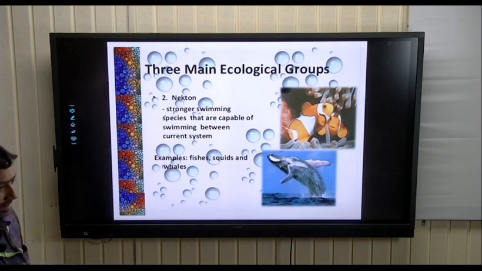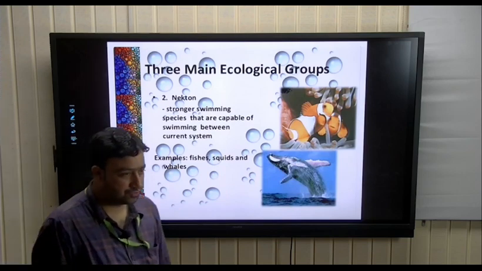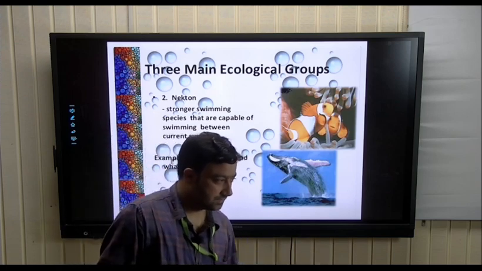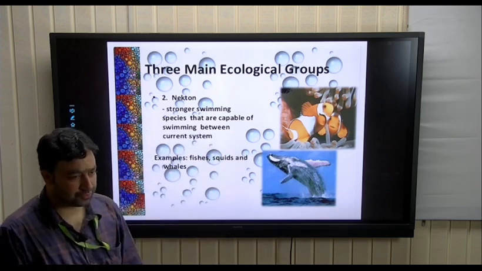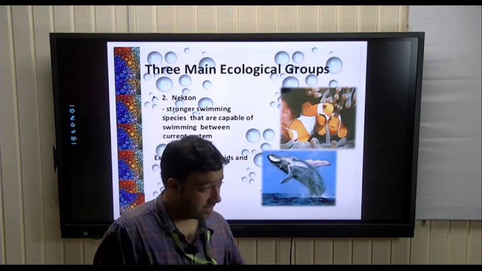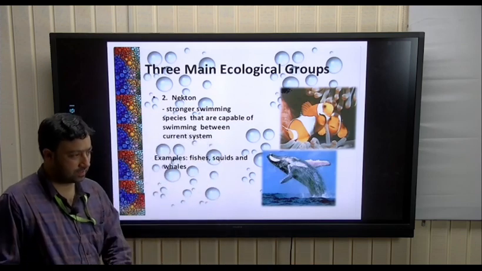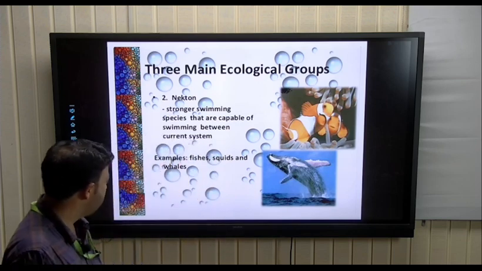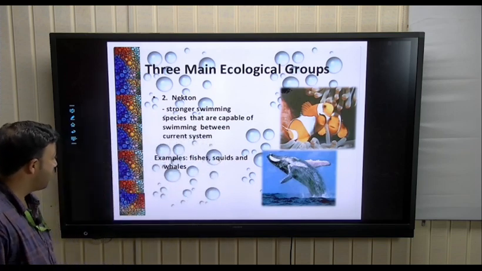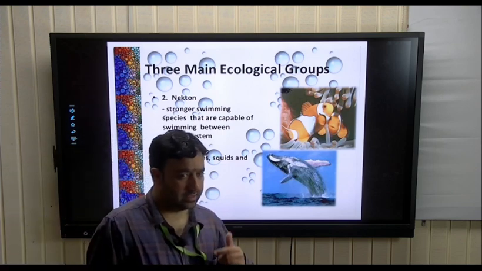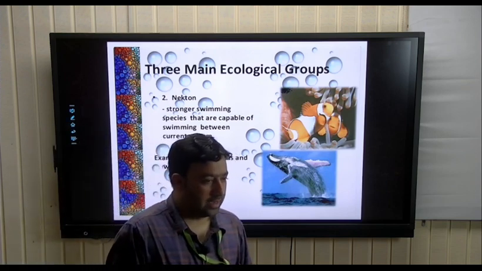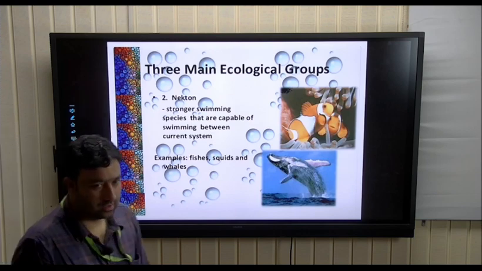Number two, nectons: stronger swimming species that are capable of swimming between current systems. They have a high capability of swimming from one current system to another current system. For example, fishes, squids, and whales. These squids are invertebrates, boneless animals unlike fish.